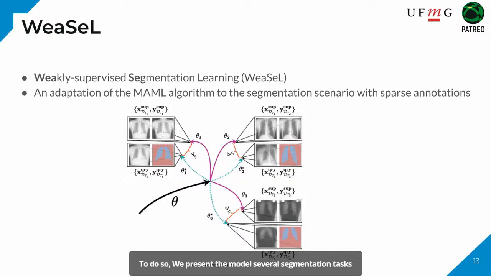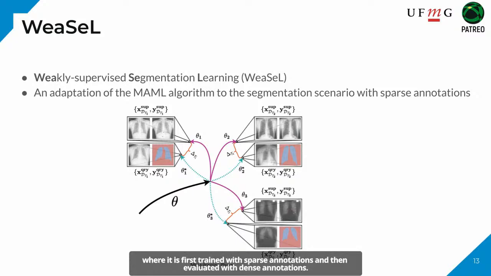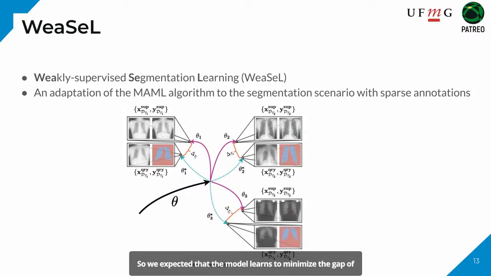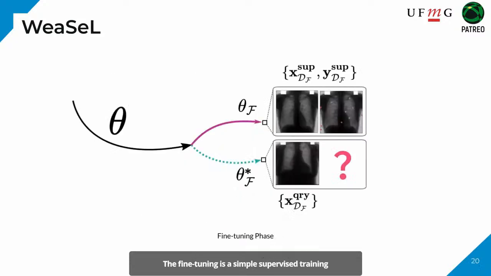To do so, we present the model several segmentation tasks, where it is first trained with sparse annotations and then evaluated with dense annotations. So we expect that the model learns to minimize the gap of being trained with sparse labels but predicting dense segmentations. A detailed explanation of the algorithm can be seen in the paper. The fine-tuning is a simple supervised training with the samples from the support set of the few-shot task.